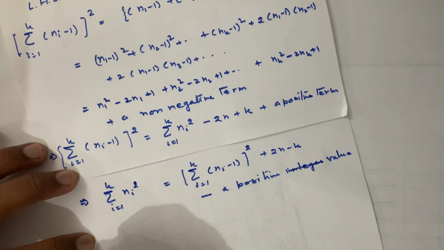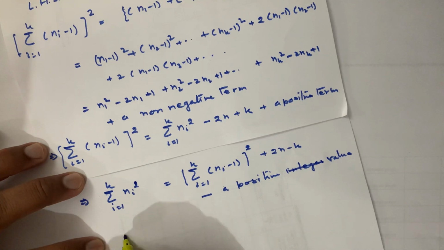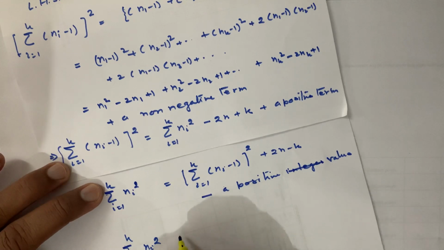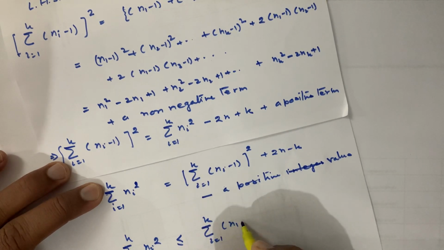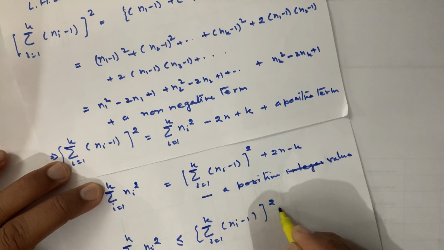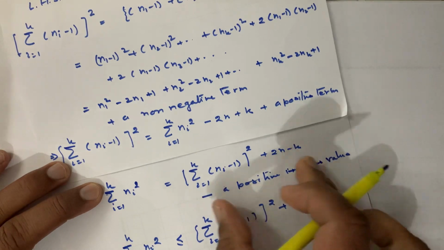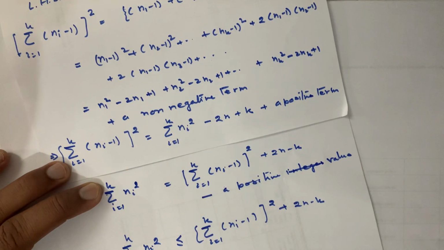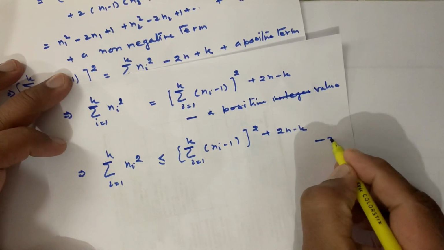तो अपन यहाँ ये ले सकते हैं. This implies summation i is equal to 1 to k ni square is less than equal to summation i is equal to 1 to k (ni minus 1) whole square and plus 2n minus k. इसको अपन ड्रॉप कर देते हैं. तो इसका मतलब इस क्वांटिटी से ये छोटी रहेगी summation of ni square. तो this one is 3.